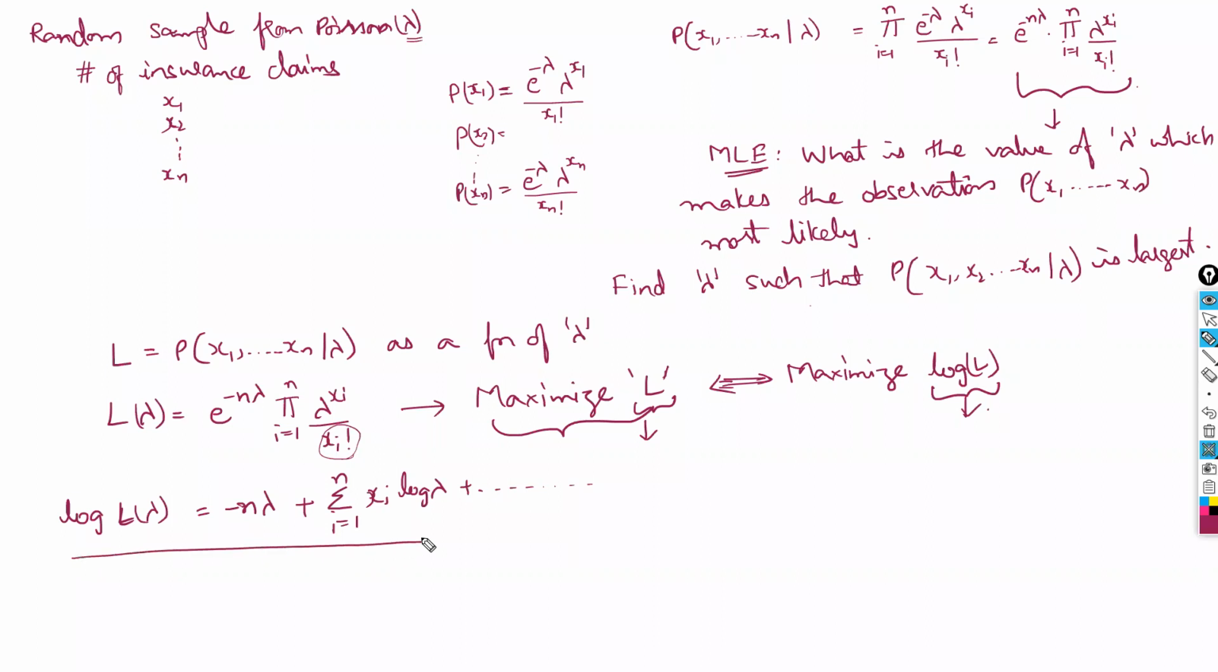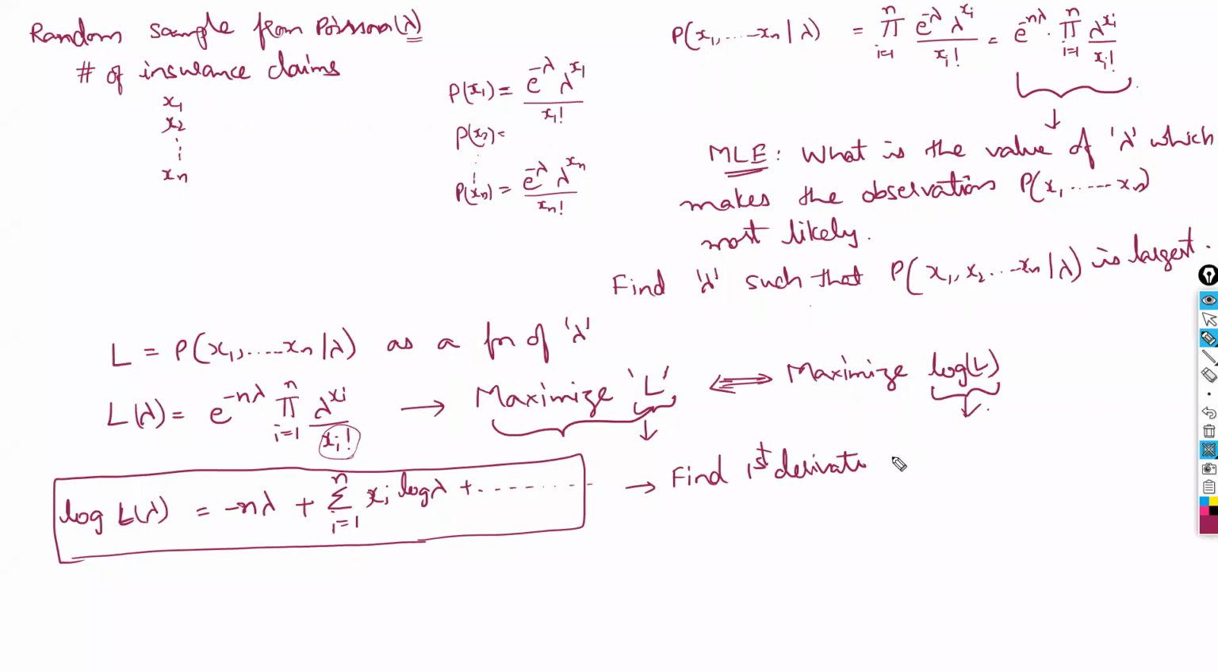Now, this is the equation that you're getting by taking log on both sides. Now you find the first derivative of this and equate it to 0. When you find the first derivative and equate it to 0, you will get the critical value. Then to figure out whether that critical value is minima or maxima, you need to do a second derivative. So if you do a first derivative and equate it to 0, you'll get lambda value, which is nothing but the critical value.